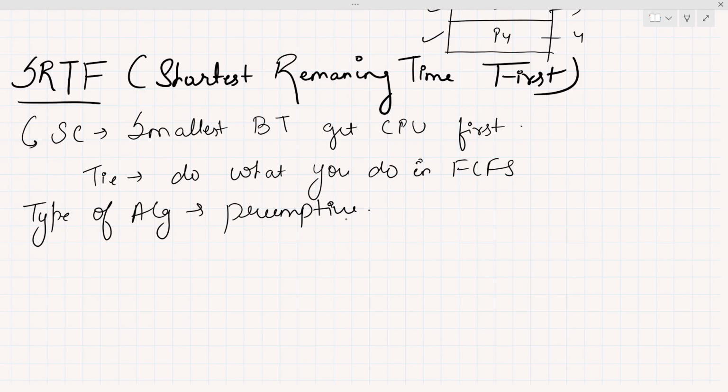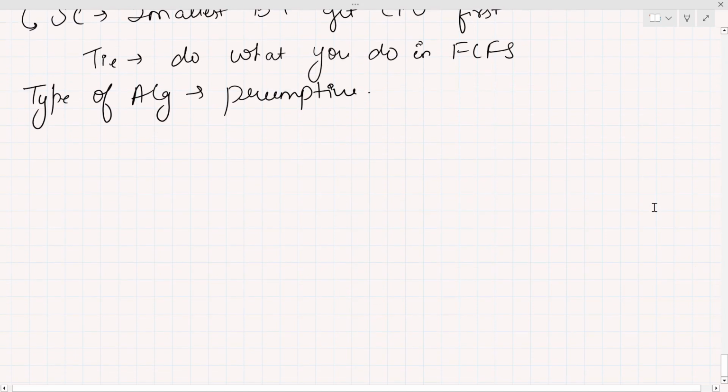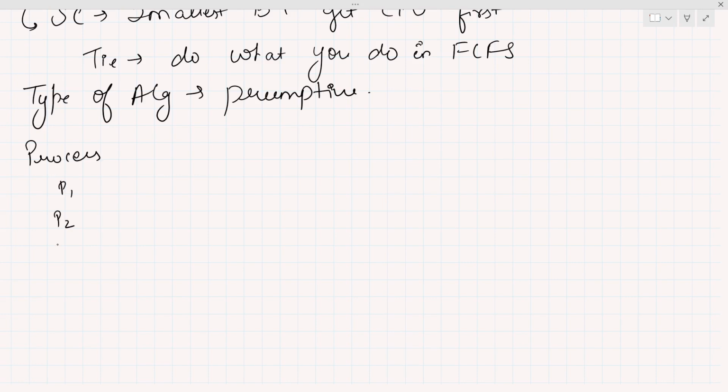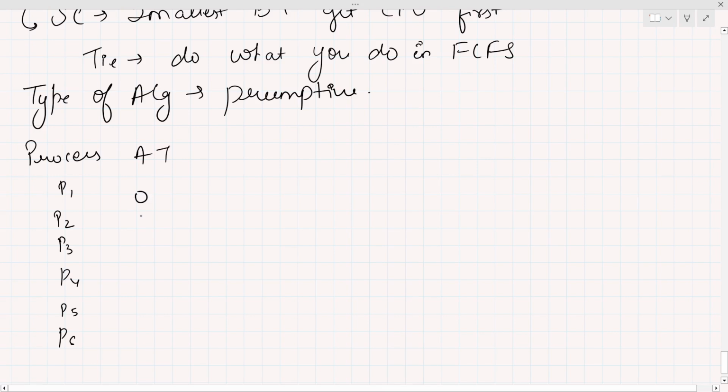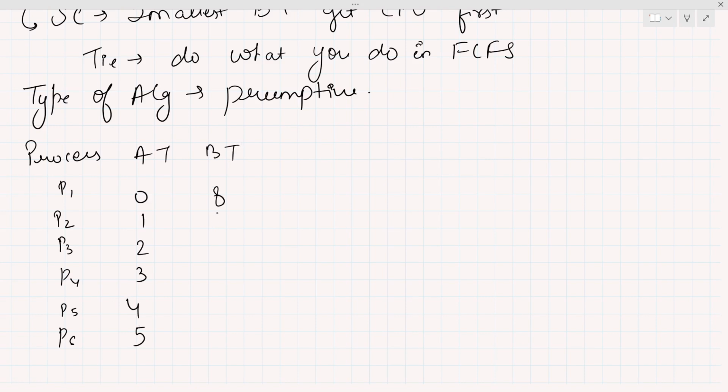Let's see this with the help of an example, how we solve an SRTF problem. We have processes P1, P2, P3, P4, P5 and P6. We have 6 processes whose arrival times are 0, 1, 2, 3, 4 and 5, and whose burst times are 8, 5, 1, 2, 1, 4. This is the question, and what we do in every question is find the average TAT and average waiting time.